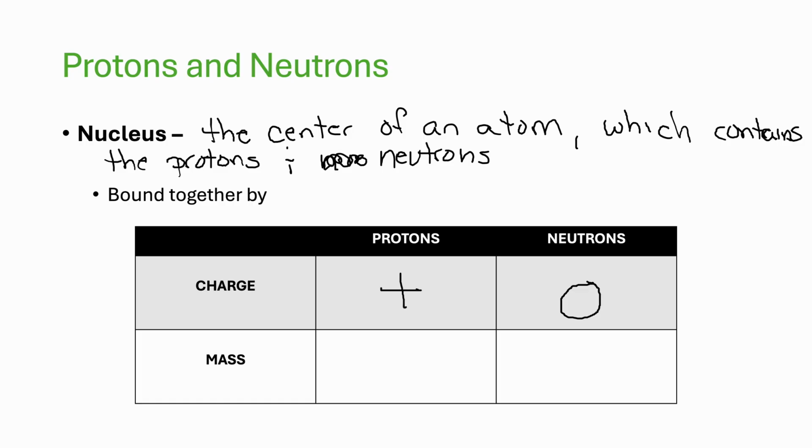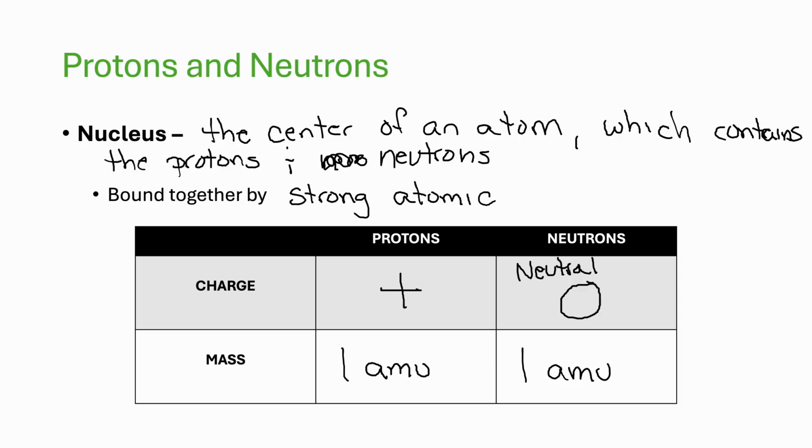Now, again, neutrons are neutral. But when we're looking at these in terms of mass, a proton and a neutron have the same mass, 1 AMU. An AMU is an atomic mass unit. So when we're looking at the mass on the periodic table, the number of protons and neutrons designates what that number is. So these are bonded together by strong atomic forces. And these strong atomic forces hold the protons and neutrons into this nucleus structure.